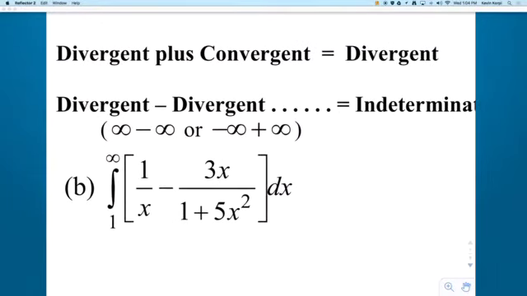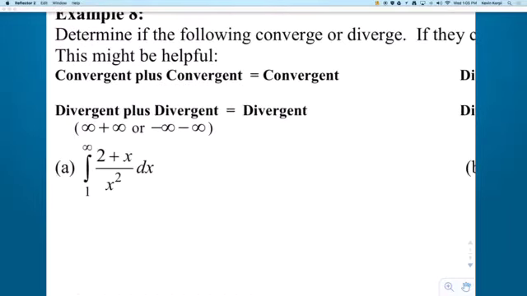Divergent plus convergent, well, that would be like infinite plus or minus finite. That's going to be infinity still. So whenever you have a divergent in there with a convergent, the whole thing diverges. And then, of course, the one I just told you about, divergent minus divergent, is indeterminate when the signs of the infinities are opposite. So how can that help us evaluate stuff like this?